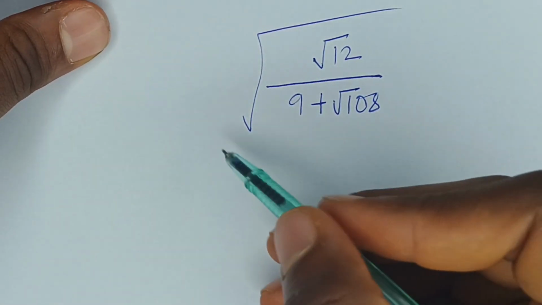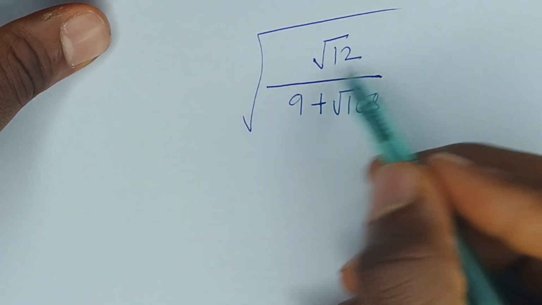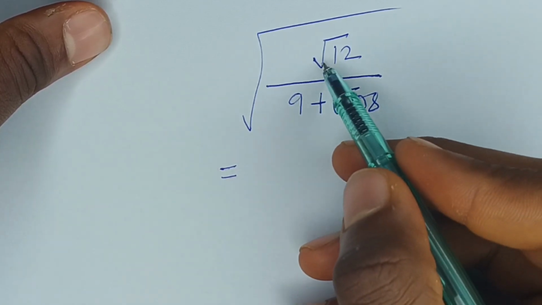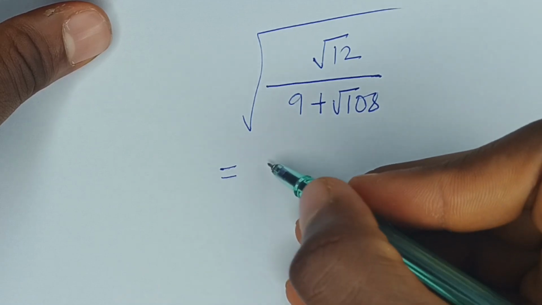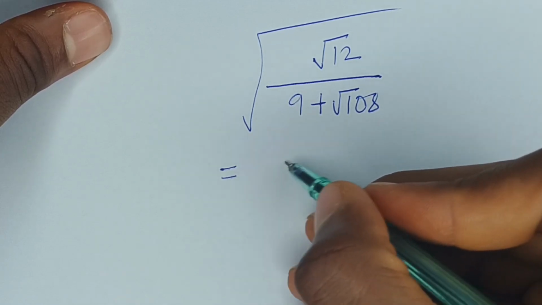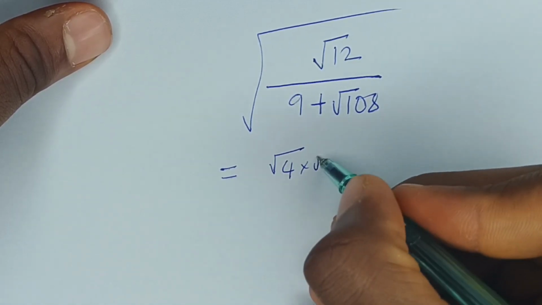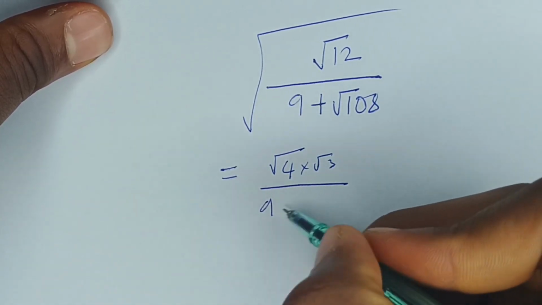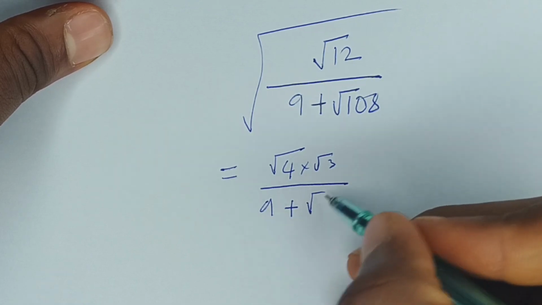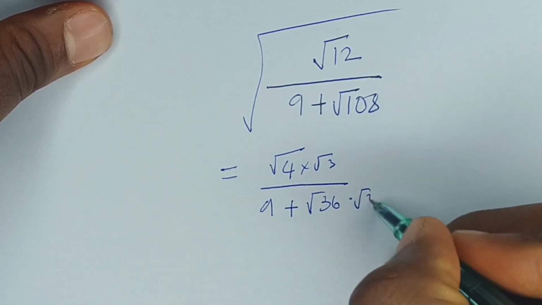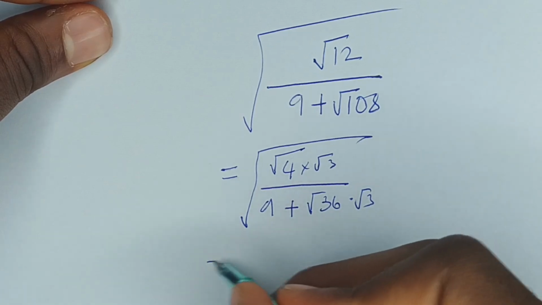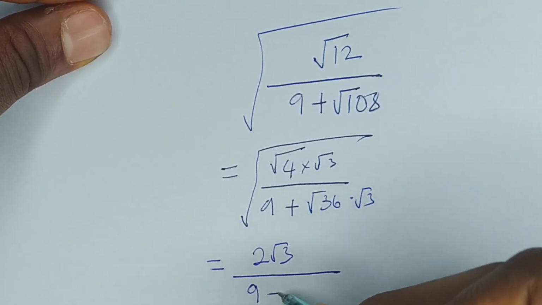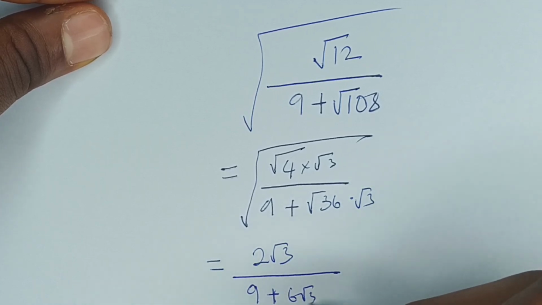Let's simplify this quickly. Root of 12 over 9 plus root of 108 is equal to: root of 12 can be written as root of 4 times root of 3, okay, over 9 plus root of 108 can be written as root of 36 times root of 3, okay. So this becomes equal to 2 root 3 over 9 plus 6 root 3.